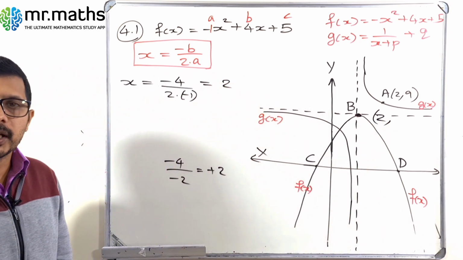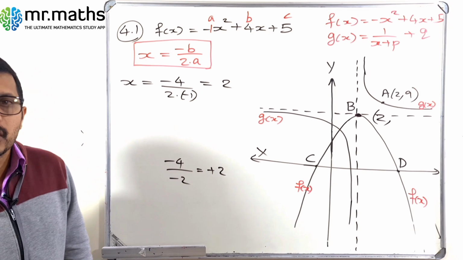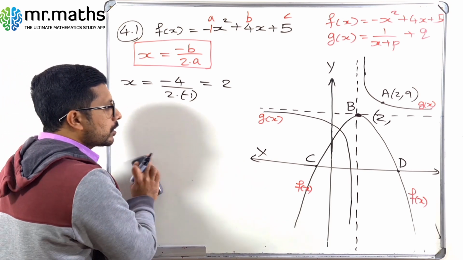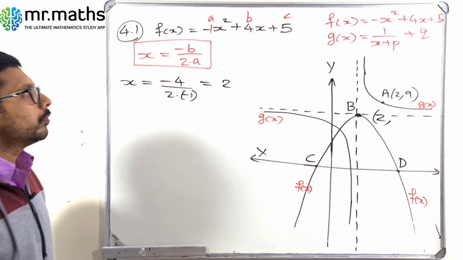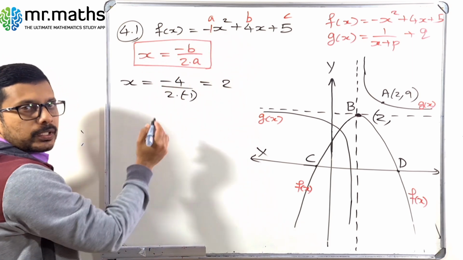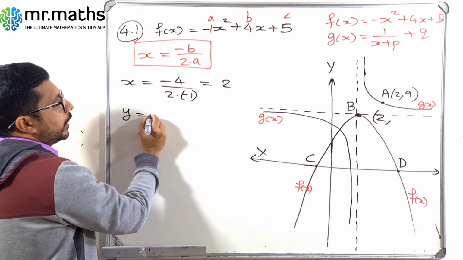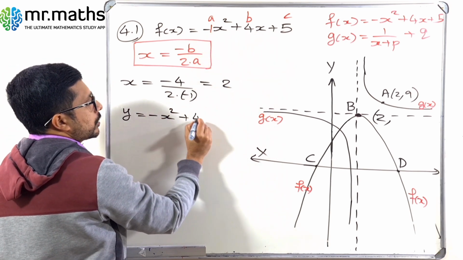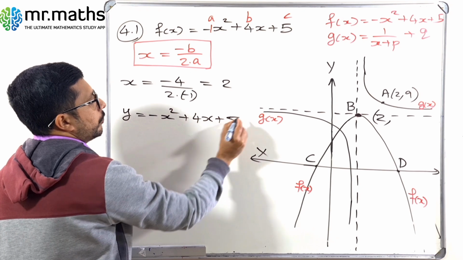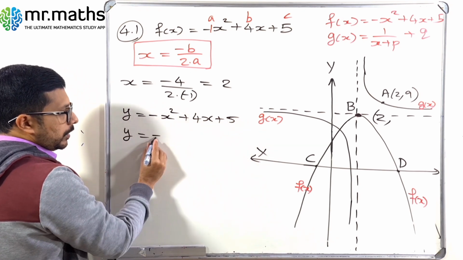Now what do you have to find? The y coordinate. So how can you find the y coordinate? Once you get the x coordinate, you just substitute that x coordinate in the equation. Then you will get the y coordinate. Am I right? What is the equation f of x? You know that f of x is the same as y. So let me write that equation: minus x square plus 4x plus 5. So substitute the values. y is equal to minus, this minus is this one.